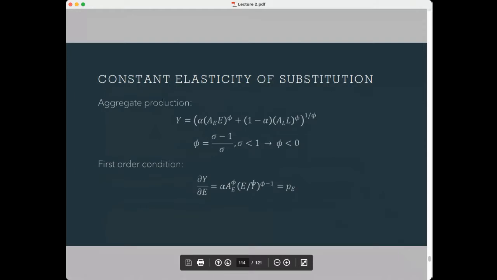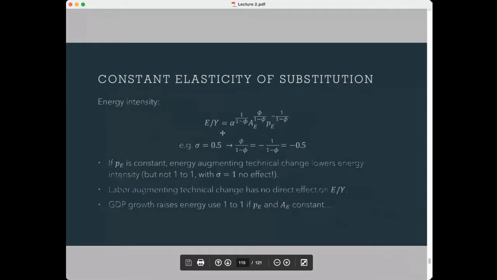So what can we learn from that very simple relationship? Well, if we solve this for energy intensity, E over Y is now energy intensity, we get this equation for energy intensity. There's a constant, there's energy augmenting technical change, and it has a coefficient as a power up here, and there's a price of energy, and it has a power up here. It turns out that because phi is negative, at sigma equals 0.5, these two coefficients are equal, and they're both equal to minus 0.5.